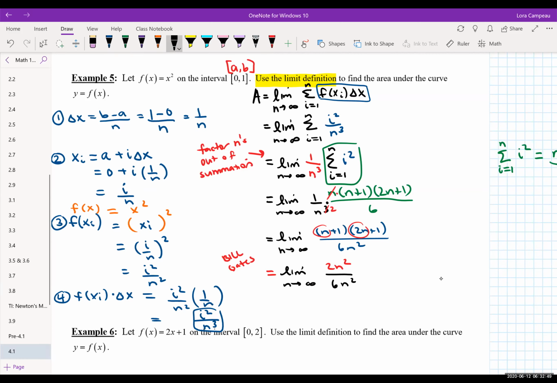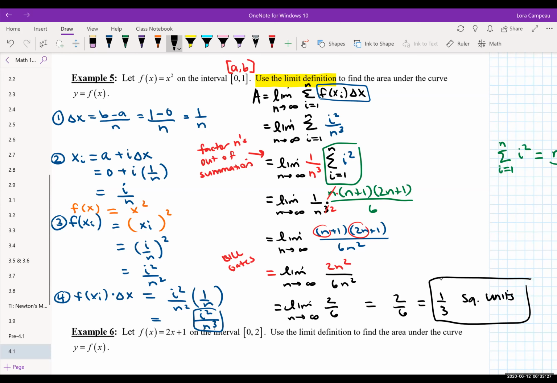Well, now, this allows us to divide out. What do we end up having? 2n squared over 6n squared. Well, that actually divides out to just a constant. So that is 2/6. And technically, if you want to be more proper, you have the limit as n approaches infinity of 2/6. But the limit of a constant is just the constant itself. So you end up having 2/6, but you like to reduce usually. So 2/6 is 1/3. So your final area is 1/3 square units. Isn't that beautiful? Look at all that.